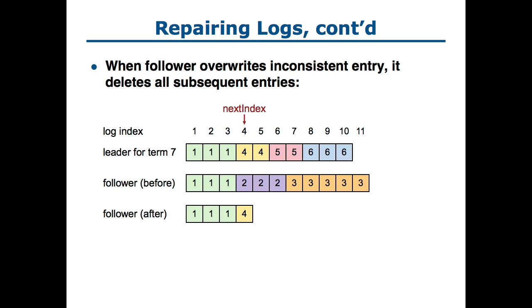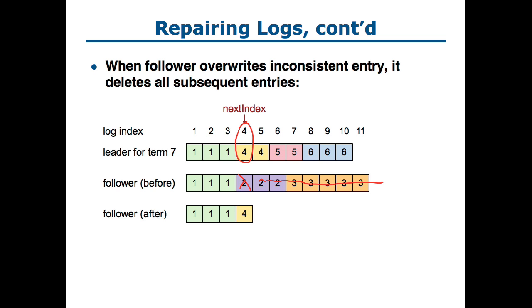One other note about this process of making the logs consistent. Whenever a follower receives an entry for its log that is replacing another entry that's inconsistent, then it truncates its log, removing all of the entries after that. So for example, in this case, if the leader sends the entry for slot 4 to this follower, and it already had a conflicting entry 2 in there, then not only will it overwrite the old contents of that slot, but it will remove all of the remaining ones after that. We know any entry after an extraneous entry is also extraneous.